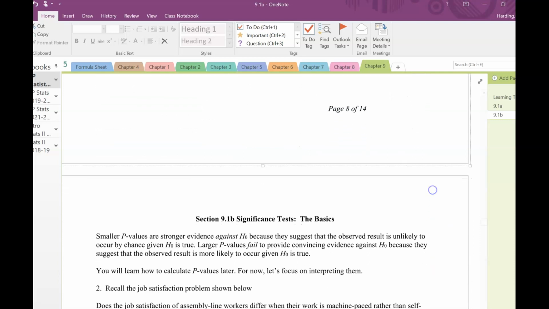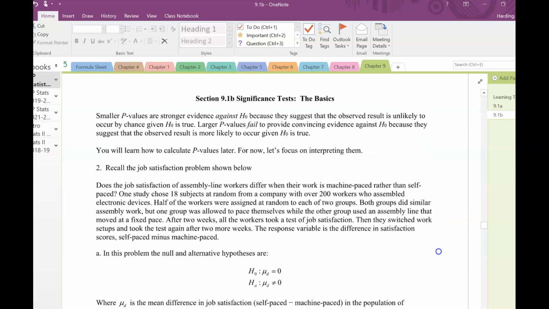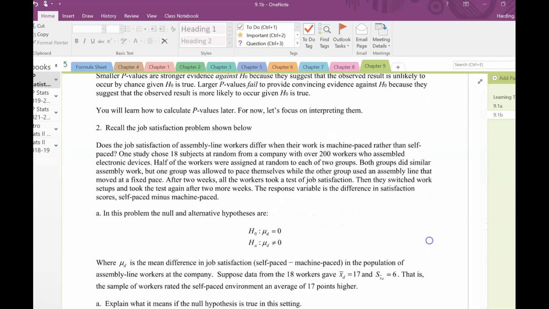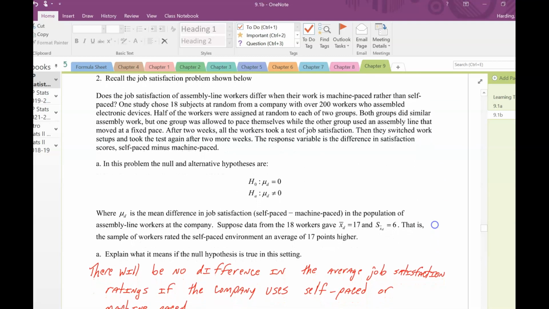Head to the second page here. We're not going to calculate any p-values today. We're just going to talk about interpreting them in the context of a problem. Recall the job satisfaction problem that was discussed in 9.1a. You have the null and alternate hypotheses there. Mu of the difference is equal to 0 is the null hypothesis. And then the alternate hypothesis is that the mean of this difference is not equal to 0. And the difference meaning the self-paced rating minus the machine-paced rating.